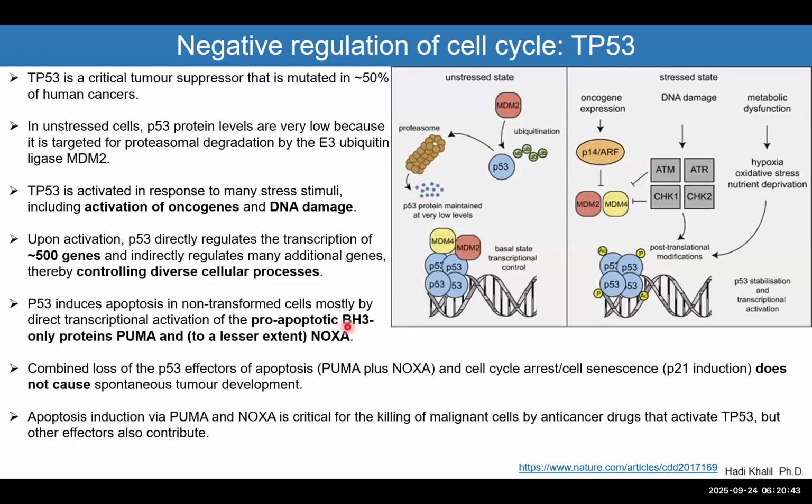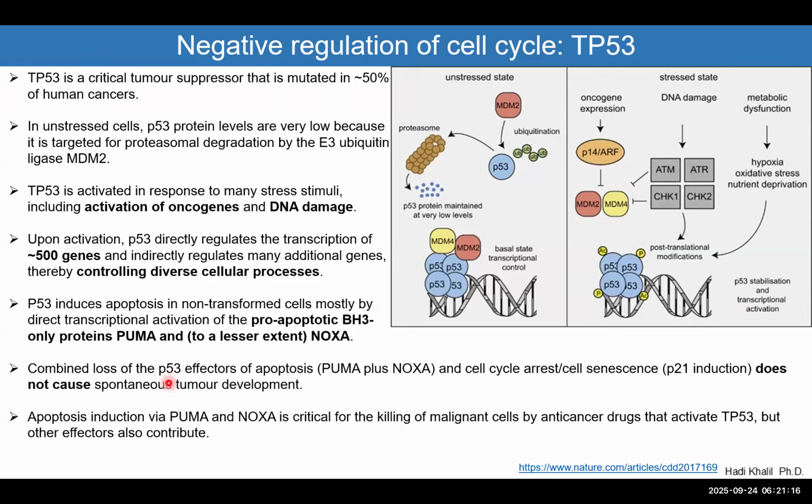So what are the pro-apoptotic proteins? These are proteins that force the cell to go to apoptotic cell death. Two of them, one called Puma and the other Noxa. I want you to remember these two names, Puma and Noxa. These are pro-apoptotic BH3-containing proteins. These are downstream targets of p53.